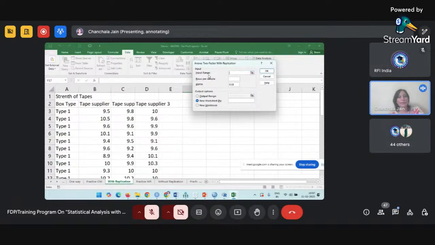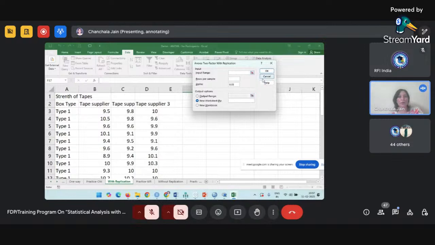Here you can see what it is asking you. It is asking you to provide the range of your data. Next, which is very important, it is asking you to provide rows per sample. Rows per sample means the variable which you are taking in the row. That is known as the sample variable. So you need to see how many rows per category are coming, right?